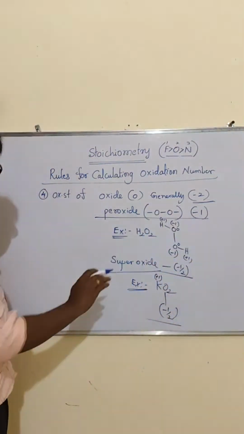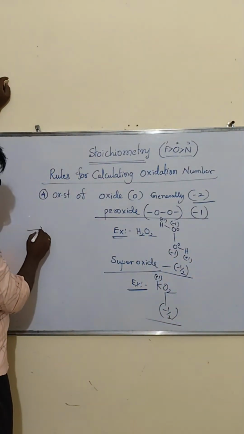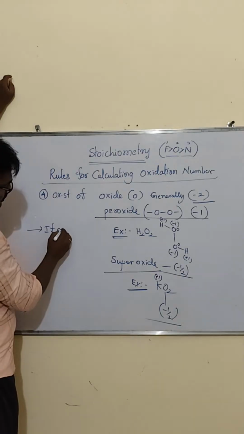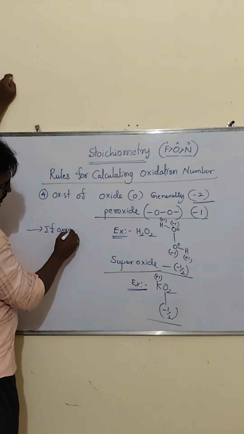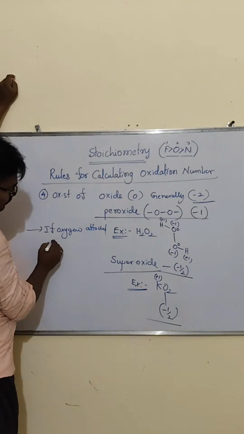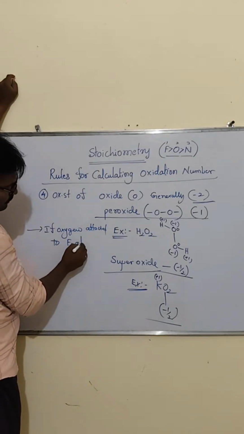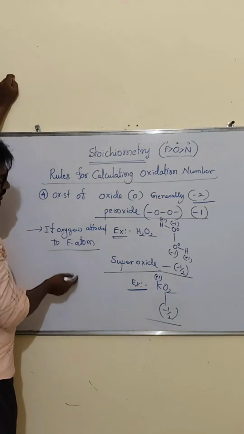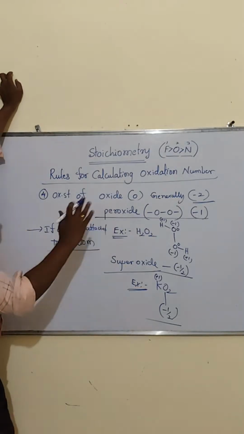In case oxygen is attached to a fluorine atom, whether it is a peroxide or a normal oxide, the rule changes.